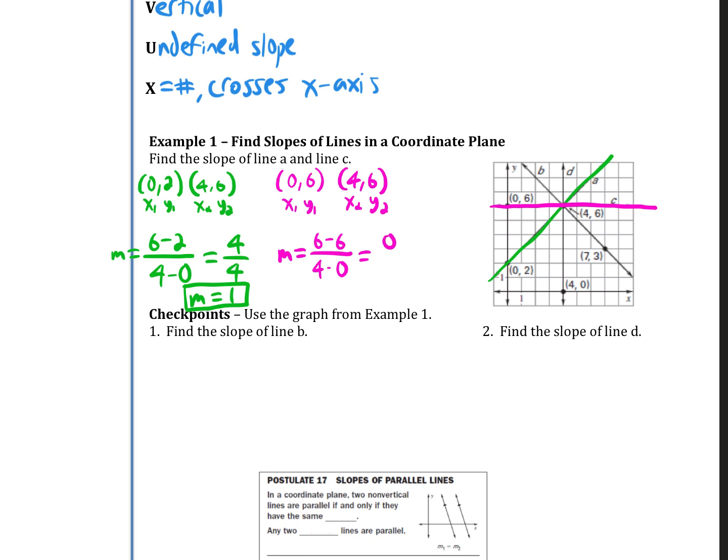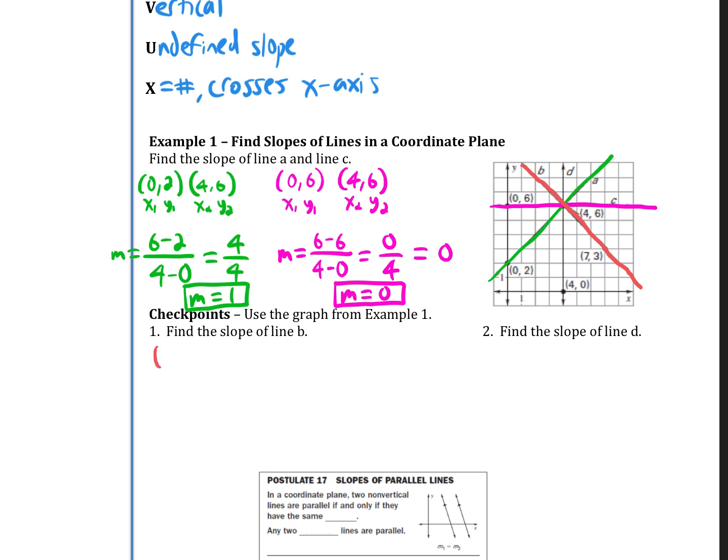6 minus 6 is 0. 4 minus 0 is 4. What's 0 divided by 4? It is 0, so M equals 0 for this one. And we can tell that it's a horizontal line, so it's going to have a 0 slope. All right, line B. Line B is this one right here.